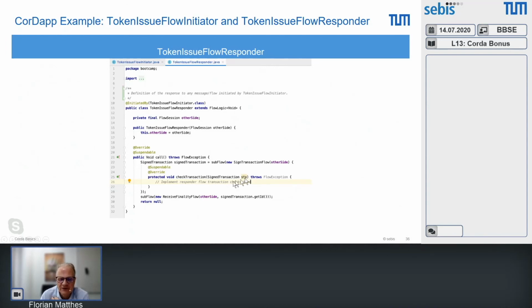So he could now decide to raise an exception if it's not fitting. Yeah, so that gives us an ability to check transactions. But if everything worked fine, we would then call the receive finality. We would create a new subflow, which is the receive finality flow for the other side with the signed transaction and the get ID, which more or less returns the thing with my signature. And then we return null.